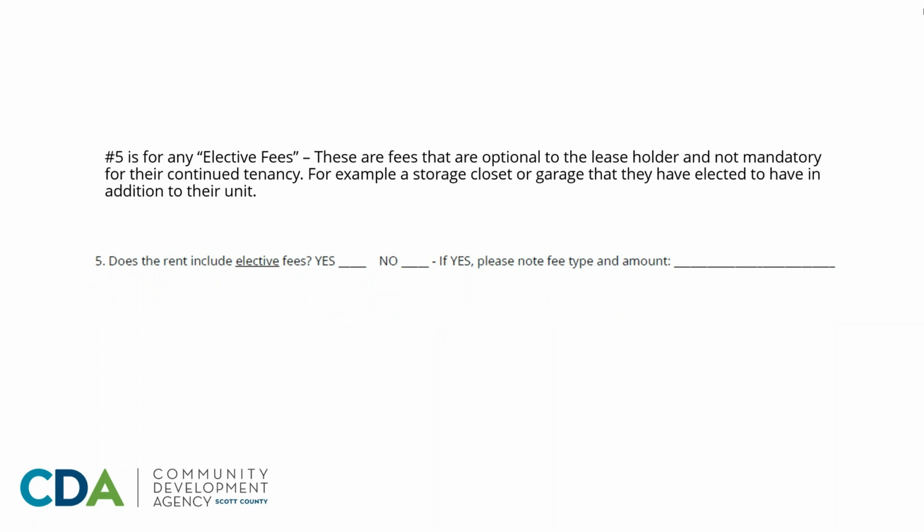Number 5 is for any elective fees. These are fees that are optional to the leaseholder and not mandatory for their continued tenancy. For example, a storage closet or garage that they have elected to have in addition to their unit.